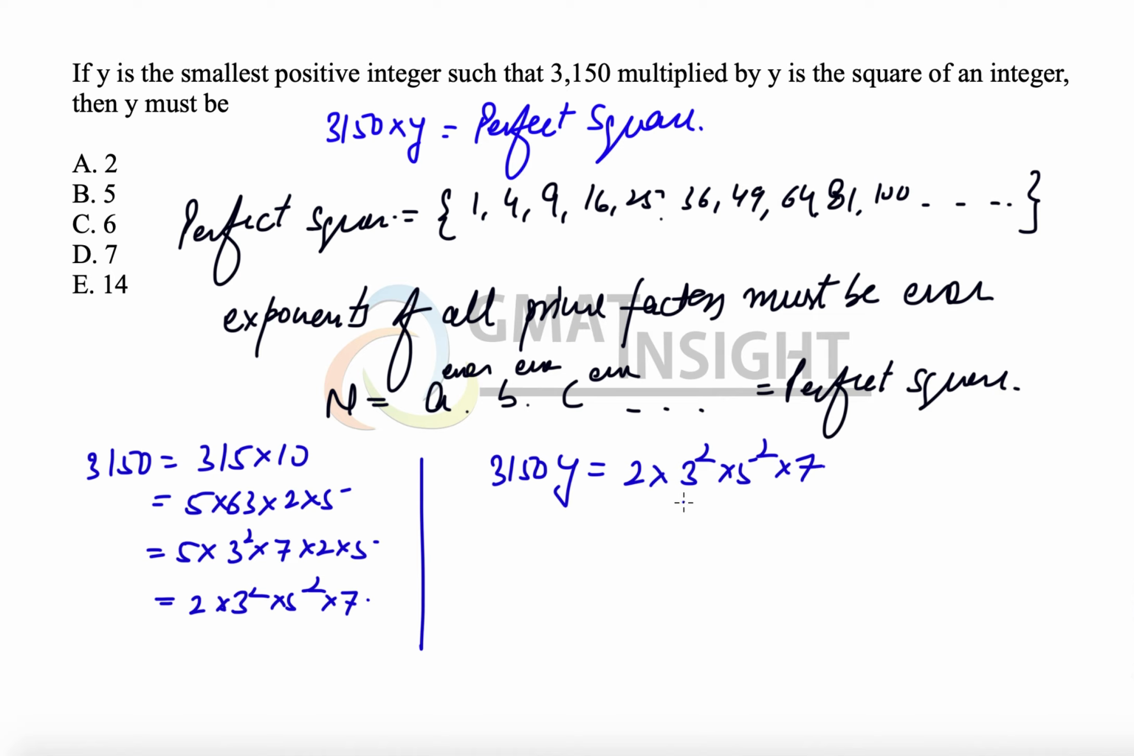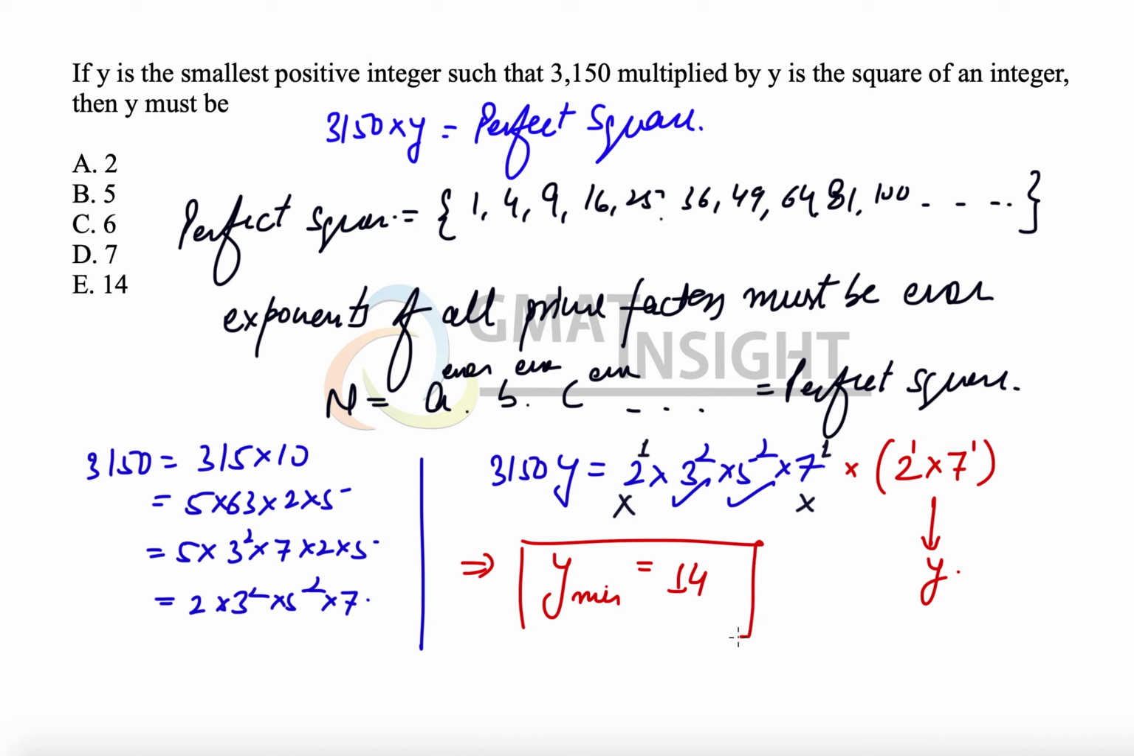Now, while we are satisfied by the exponents of 3 and 5, we are not satisfied by the exponents of 2 and 7. The reason is that the exponents are 1 each. So what we need here is one more power of 2 and one more power of 7, so that the prime factors 2 and 7 also have even powers. And this must replace y, which means the minimum value of y must be 14, as y has to be a positive integer as given. Therefore, the answer to this question becomes option E.